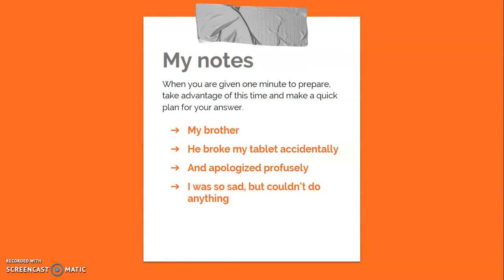Here are my quick notes. You know that you're given 1 minute to prepare your part 2 answer, and you need to take advantage of this time and make a quick plan for your answer. So I also made a quick plan. Here are my notes, and I'm going to talk about my brother who broke my tablet accidentally, and as a result he apologized. He apologized profusely, and in the end I was so sad, but I couldn't do anything. So I'm going to talk about these 4 things in my speech.